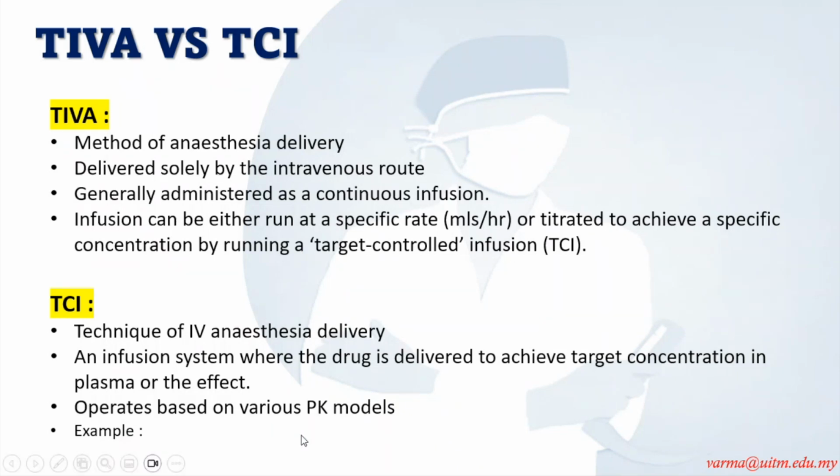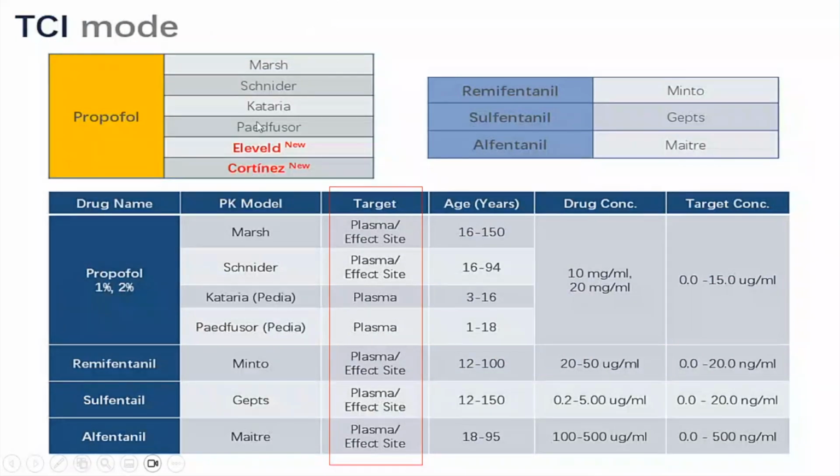It has all been incorporated in multiple ways, where you can see here for Propofol, what we knew earlier is Marsh and Schnider for adult, Marsh for plasma, Schnider for effect, Kataria and Paedfusor for the pediatric side. But now we have LFL, which is a new Propofol TCI model, and Cortinez as well, which we don't see in Malaysia, but we have LFL.